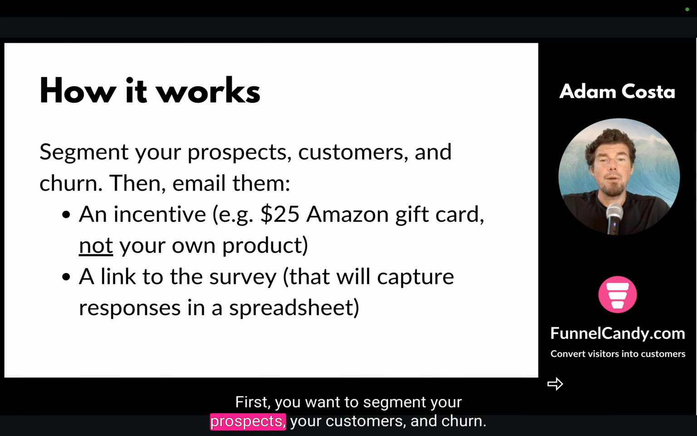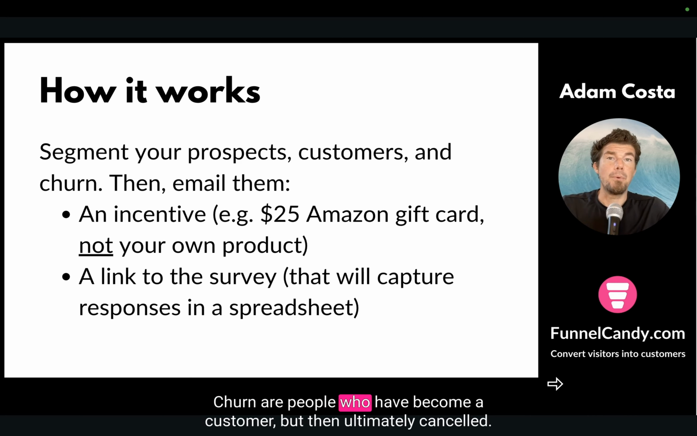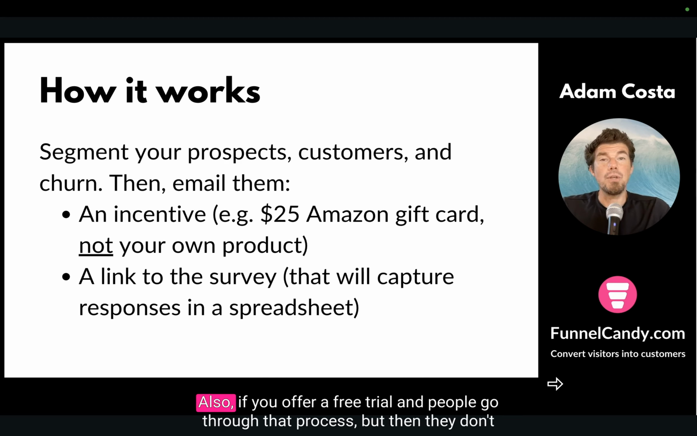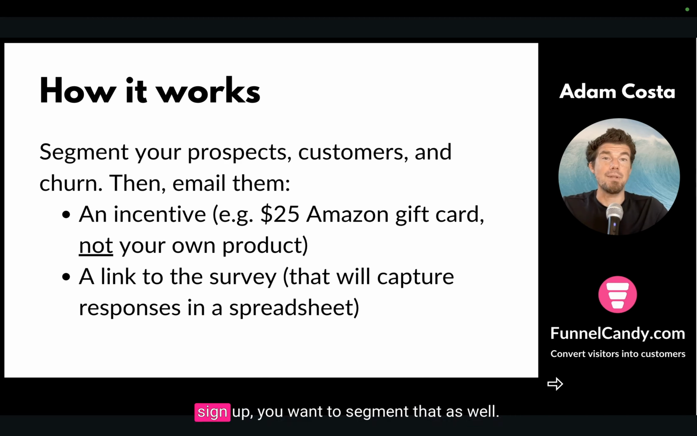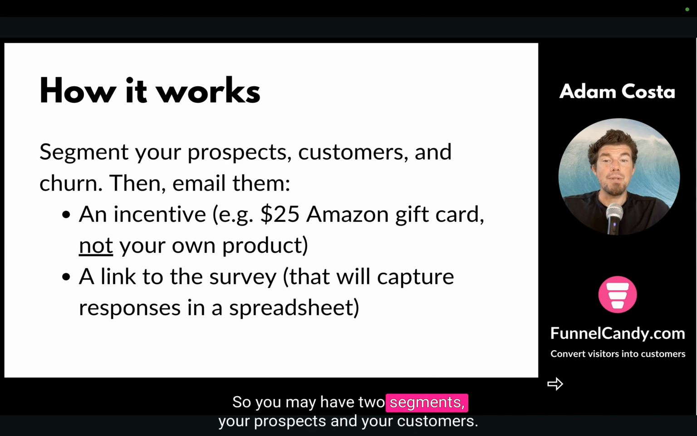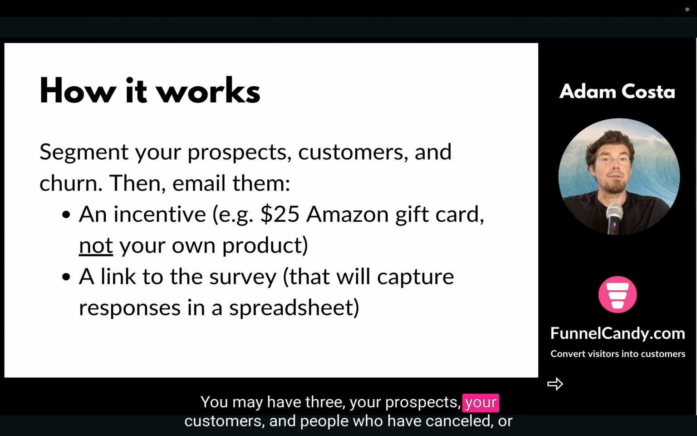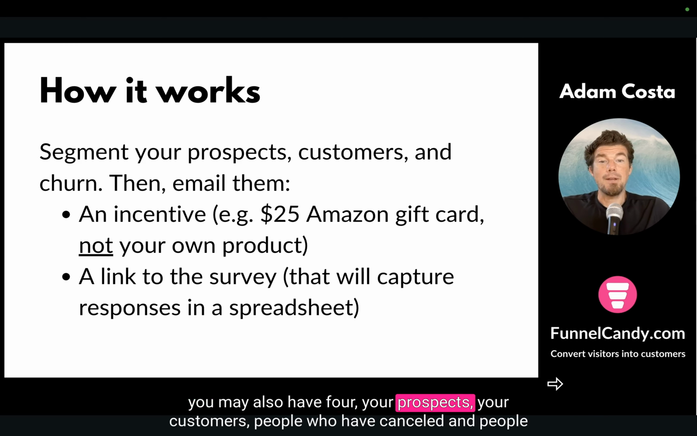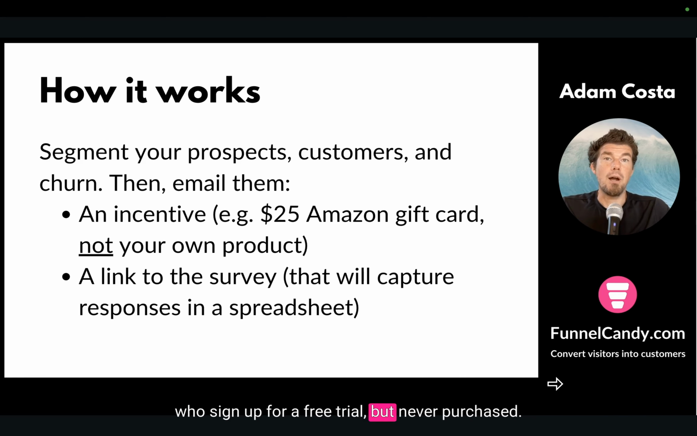First, you want to segment your prospects, your customers, and churn. Churn are people who have become a customer, but then ultimately canceled. Also, if you offer a free trial and people go through that process, but then they don't sign up, you want to segment that as well. So you may have 2 segments, your prospects and your customers. You may have 3, your prospects, your customers, and people who have canceled. Or you may also have 4, your prospects, your customers, people who have canceled, and people who signed up for a free trial but never purchased.